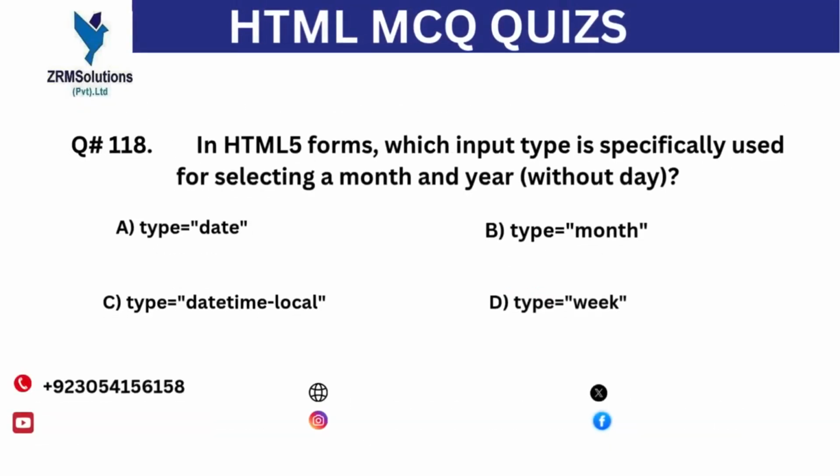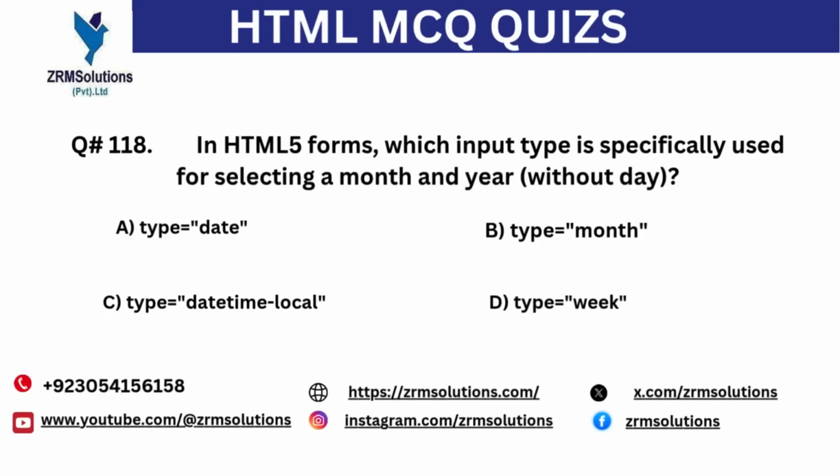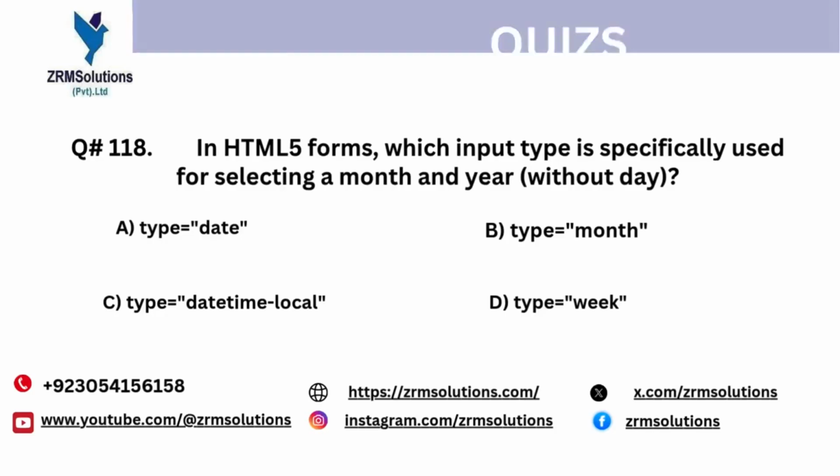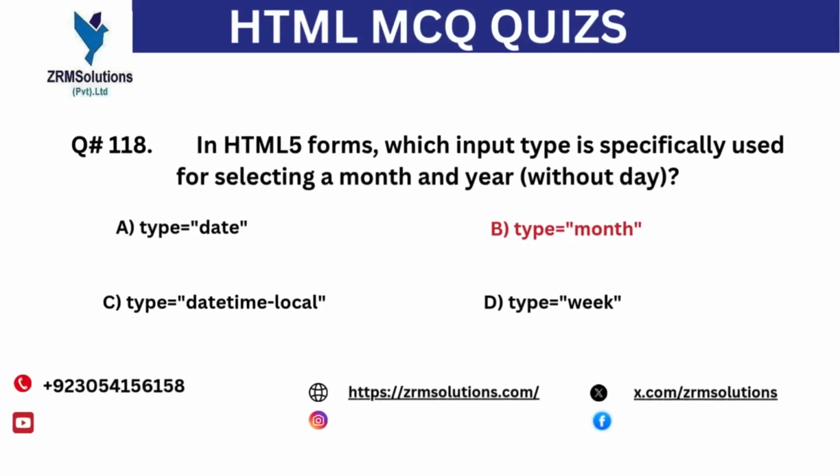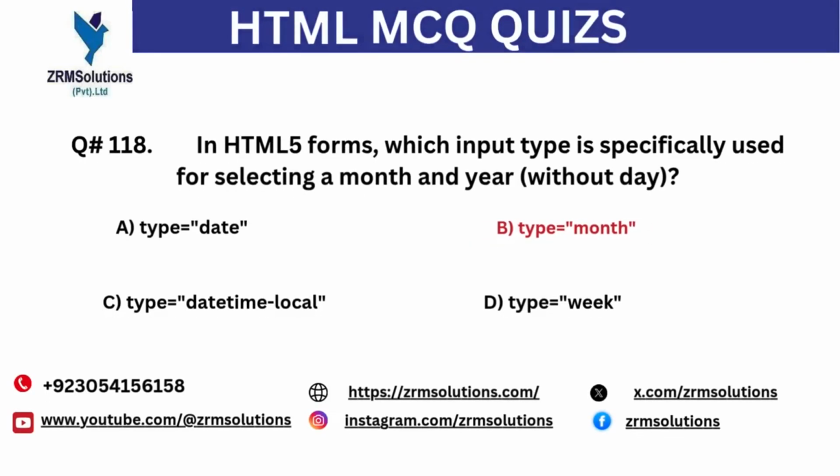In HTML5 forms, which input type is specifically used for selecting a month and year, without a day? Option A, type=date. Option B, type=month. Option C, type=datetime-local. Option D, type=week. The correct option: B, type=month.